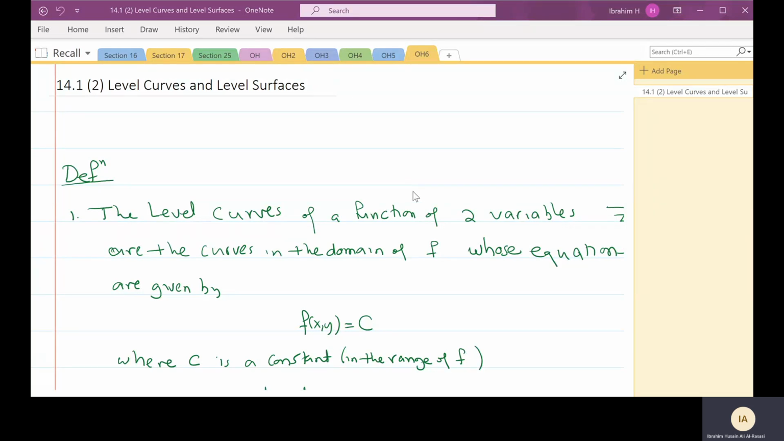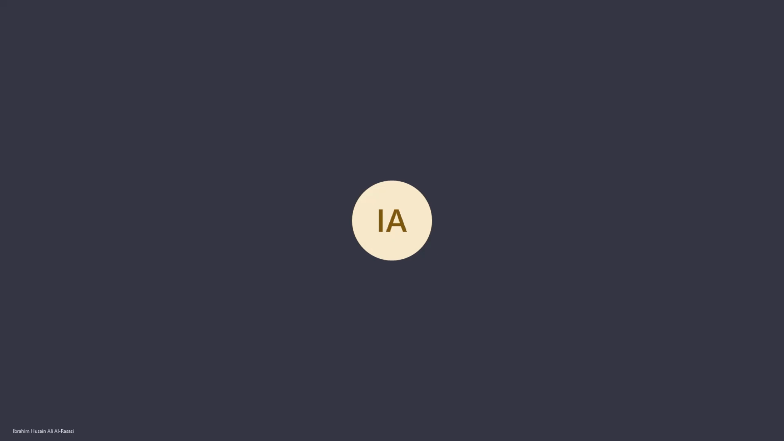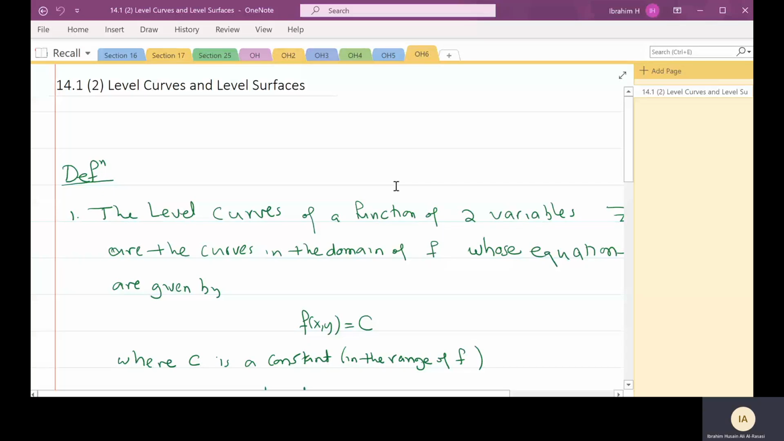Now we'll consider the second point in section 14.1. Afwan, let me just share. It is about level curves and level surfaces. The point is easy, but maybe the terminology makes it a little bit hard, but it is not really.